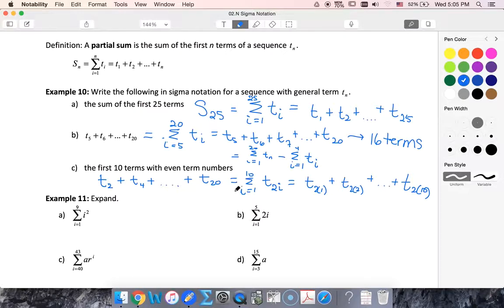So there's a few examples of sigma notation. In the next video, I'll look at these expansions.